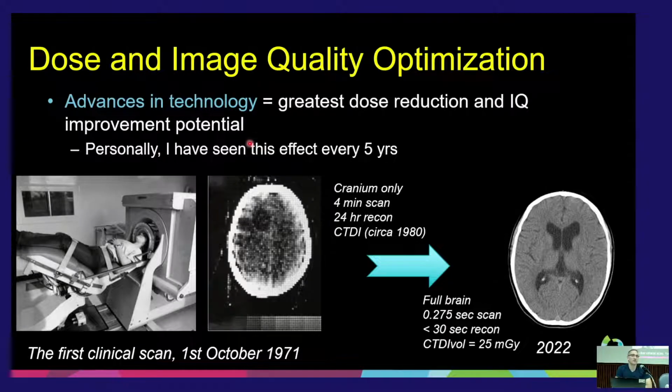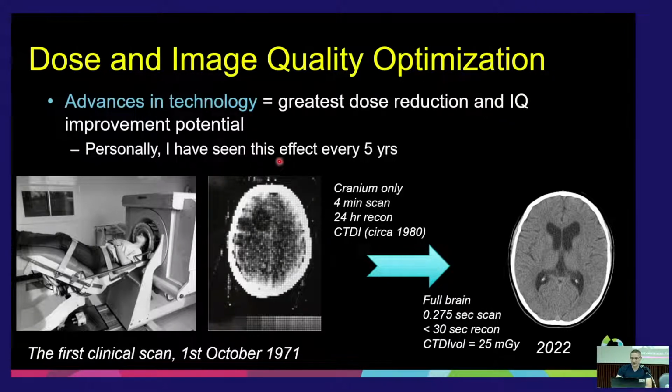The whole reason I wanted to show you this is, it's my personal opinion that the greatest dose reduction that we can provide for our patients actually comes from updating the technology. We have come a long way since the 70s, and now we're in an era where CT scanner technology usually changes about every 5 years. Something new comes along that gives us better image quality at lower doses.